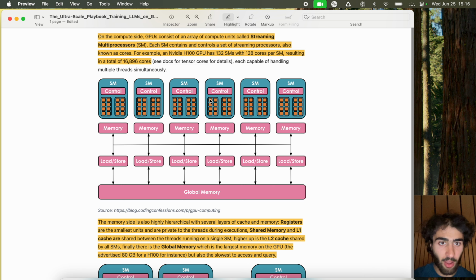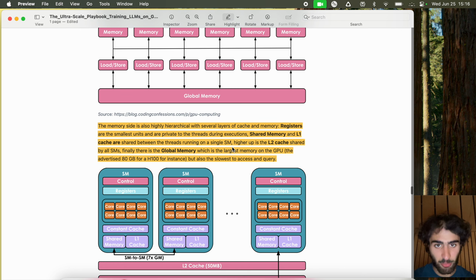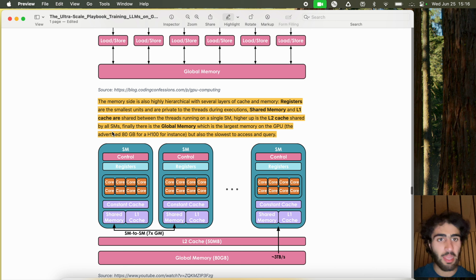And then on the actual GPUs, let me just read what it says. The memory side is hierarchical with several layers of cache and memory. So registers are the smallest units and are private to the threads during execution. Shared memory and L1 cache are shared between the threads running on a single stream multiprocessor. Higher up is the L2 cache, which is here, shared by all stream multiprocessors. Finally, there's the global memory, which is the largest memory on the GPU. And as I mentioned, for example, if you have H100, then that would be 80 gigabytes, but it's also the slowest to access and query.